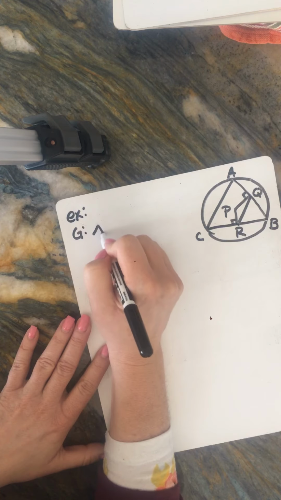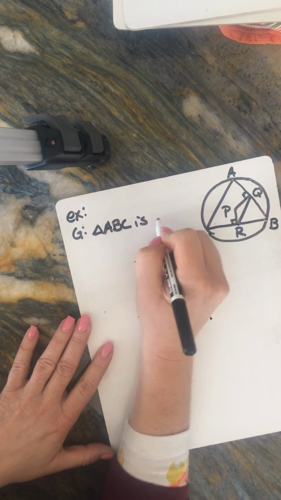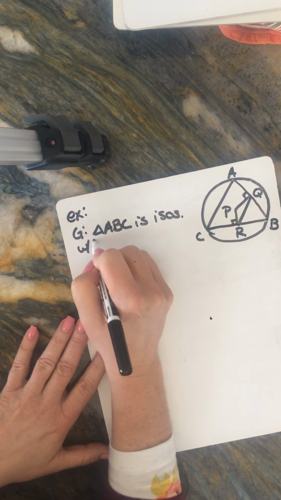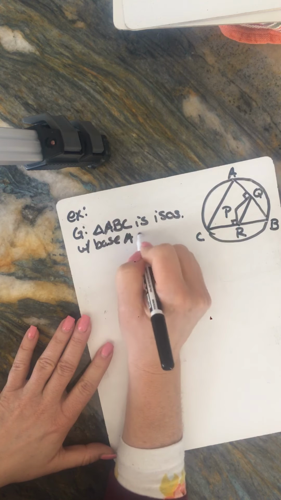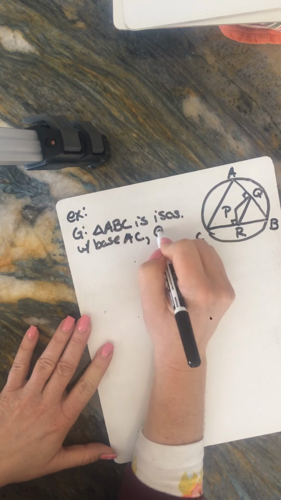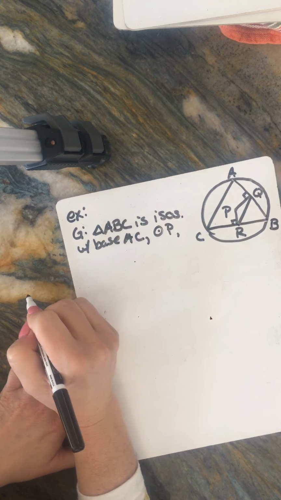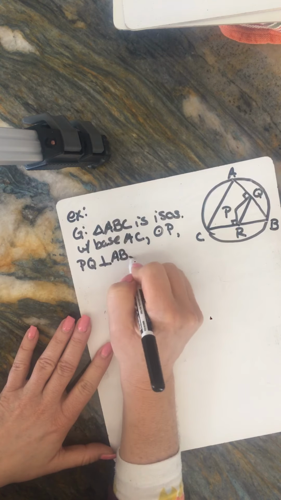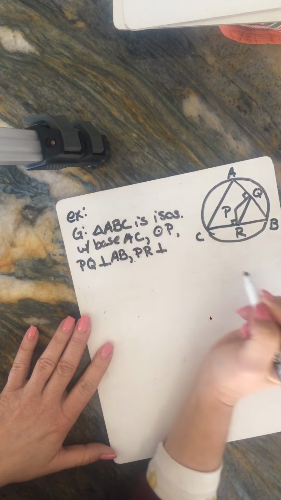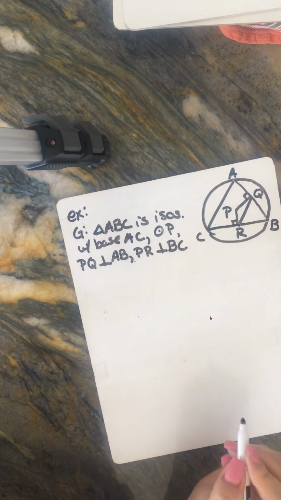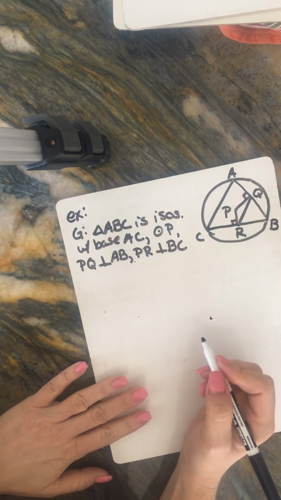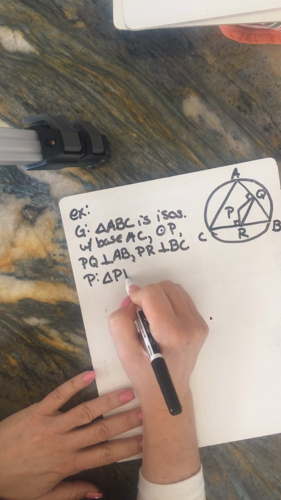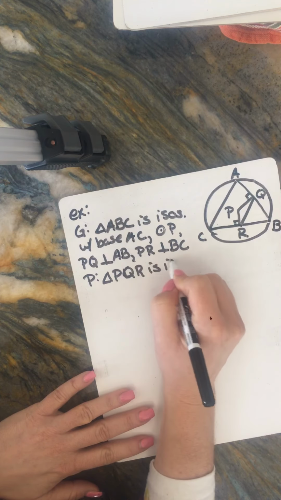So we are given triangle ABC is isosceles, and the base is AC. We're also given circle P. And PQ is perpendicular to AB. And PR is perpendicular to BC. We're going to prove that triangle PQR is isosceles.